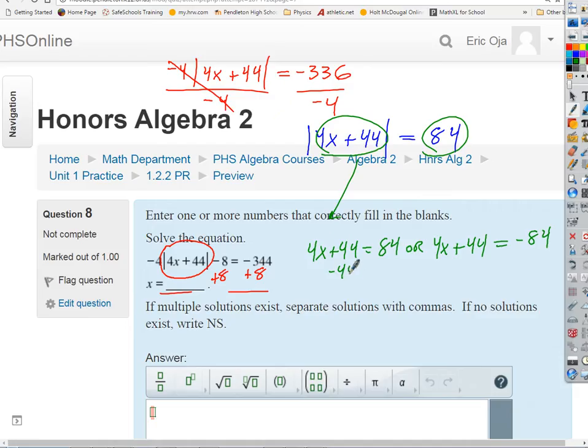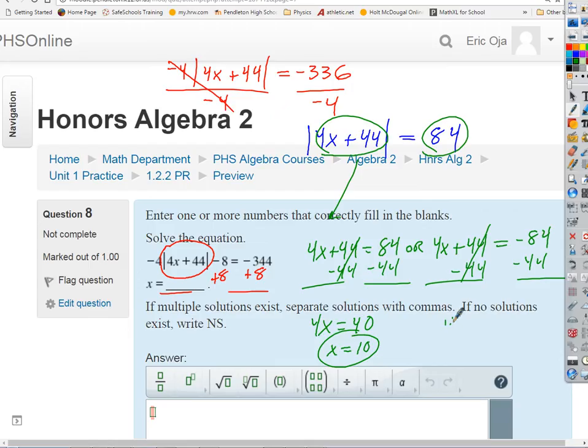So we'll subtract 44 and get 4x equals positive 40. So if I divide both sides by 4, I get x equals 10. Over on this side, negative 44, negative 44. 44's cancel. We get 4x equals negative 128, which means if I divide both sides by 4, that x is going to be negative 32. So those are our two answers.